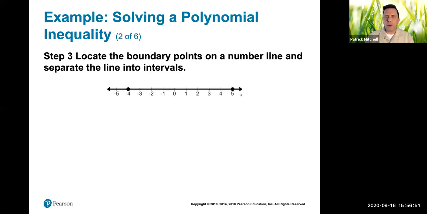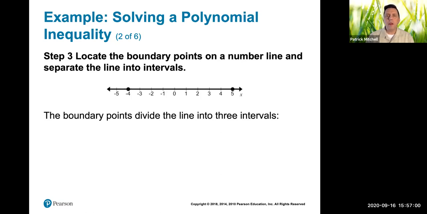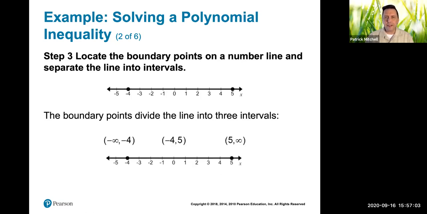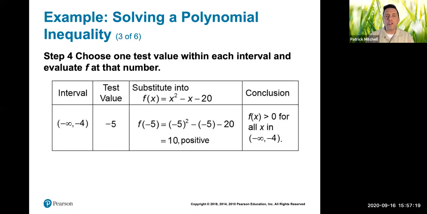All right, so here are the boundary points plotted on a number line. These boundary points separate the number line into 3 intervals. All right, there are the 3 intervals. So what we're going to do next is pick a test value within each one of those intervals. So we'll start with the interval negative infinity to negative 4. And we're choosing the test value negative 5. You could pick anything that's less than negative 4.